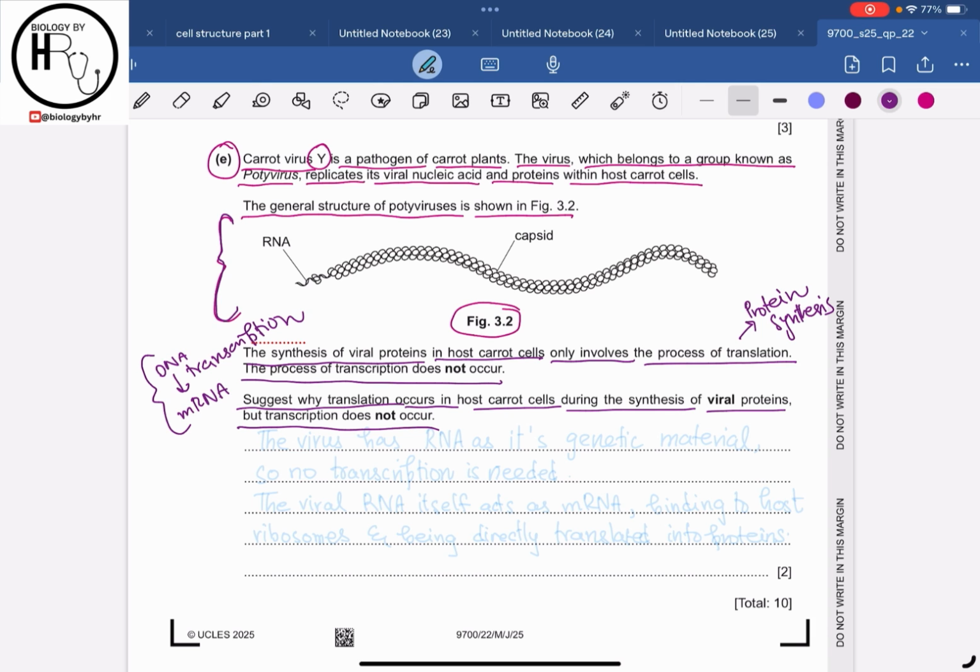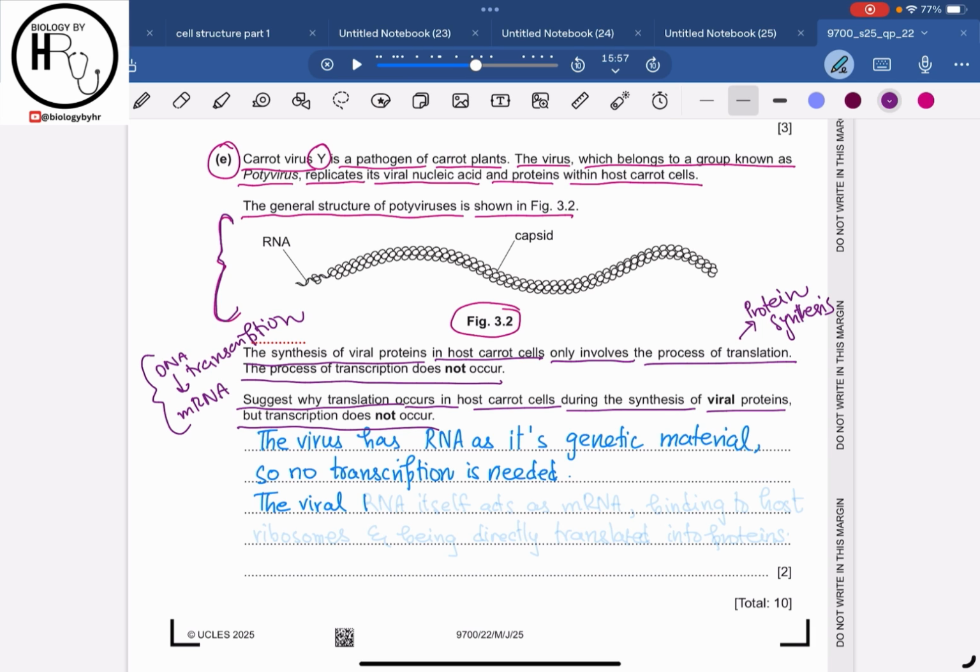So how can we answer this question? We can answer that the virus has the RNA as its genetic material, so no transcription is needed. The viral RNA itself will act as the mRNA. It will bind to the host ribosomes, and we know that when the mRNA binds to the ribosome, then protein synthesis takes place. So the viral RNA will act as the mRNA, bind to the host ribosomes, and then be directly translated into the proteins. So this is how you are going to write down its answer.